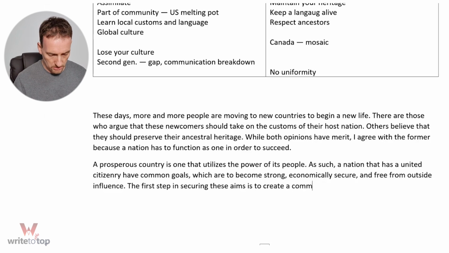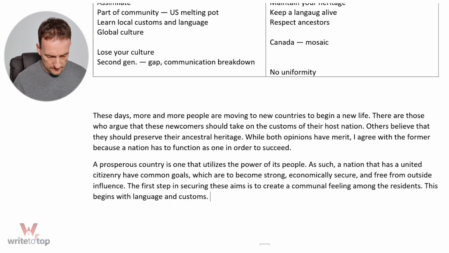is to create a communal feeling among the residents. So whoever lives there has to feel like they're a part of a community. This begins with language and customs.